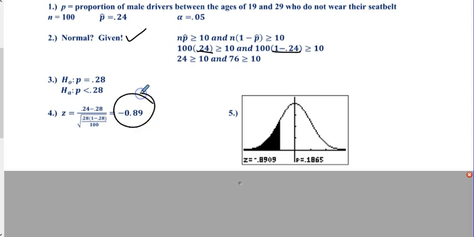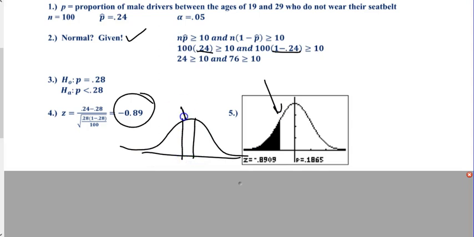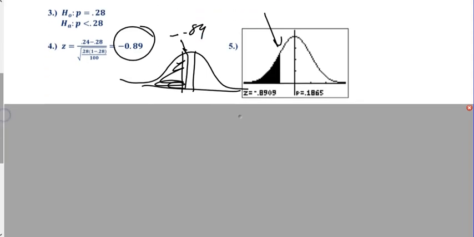Here's our Z-score. Here's what it would be if we drew it. Again, remember you're just going to do this, 0, -1, it's going to be like right here. Negative 0.89. So you're just going to sketch it out. Doesn't have to be perfect. Okay? And that's an area, or P, of 0.1865. Okay? Remember, this number is going to be on the chart because it's less than. So there's no 1 minus there.